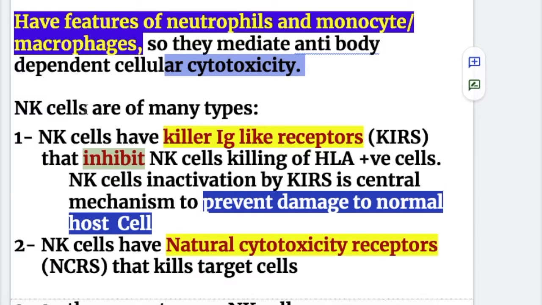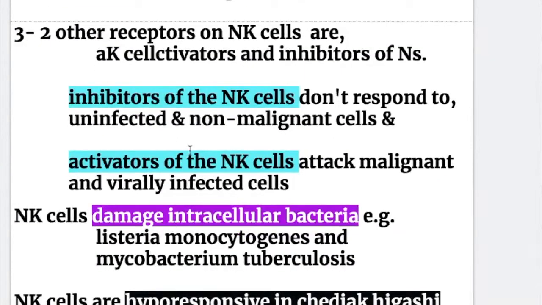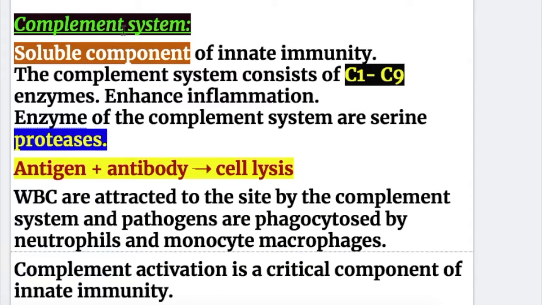Different types of NK cell receptors are killer-like receptors, natural cytotoxicity receptors, inhibitors of NK cells and activators of NK cells. They also attack some intracellular bacteria that include Mycobacterium tuberculosis. Now, complement system. The complement system is a system of soluble components of innate immunity. It consists of C1 to C9, 9 protein enzymes which enhance inflammation. Enzymes of the complement system are serine proteases. As a result of antigen-antibody combination, there is cell lysis, and this is enhanced by the complement system.